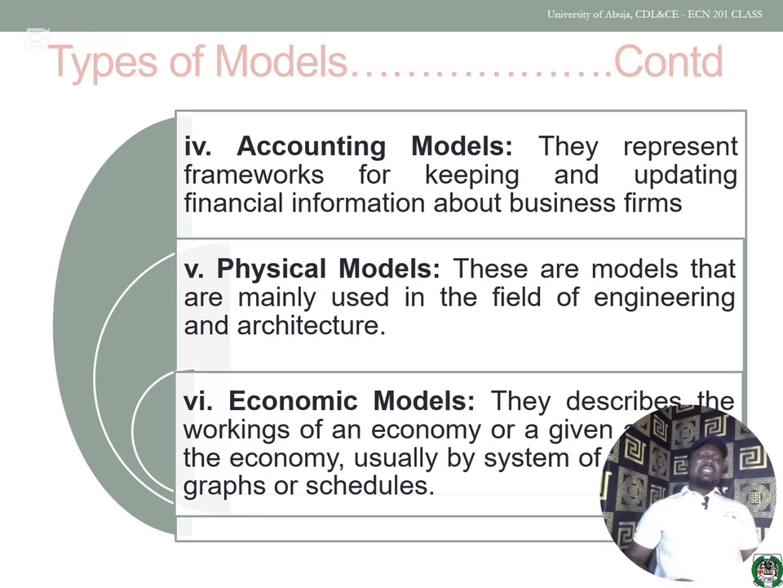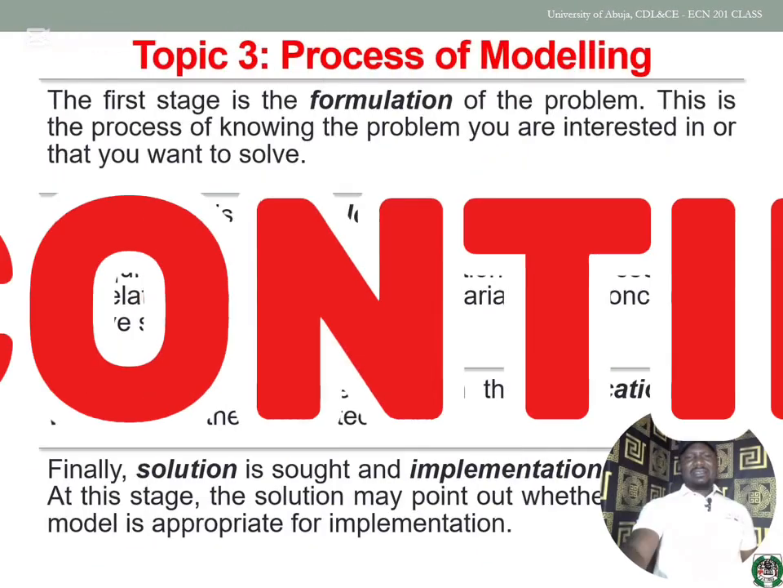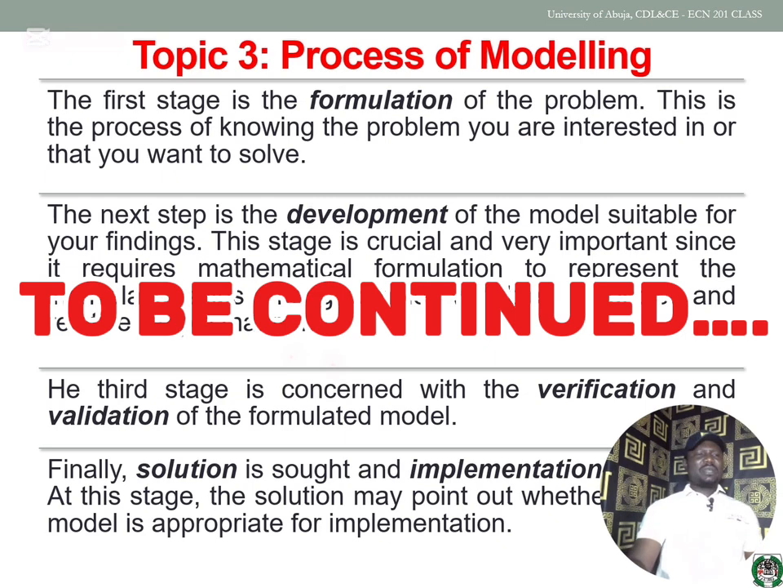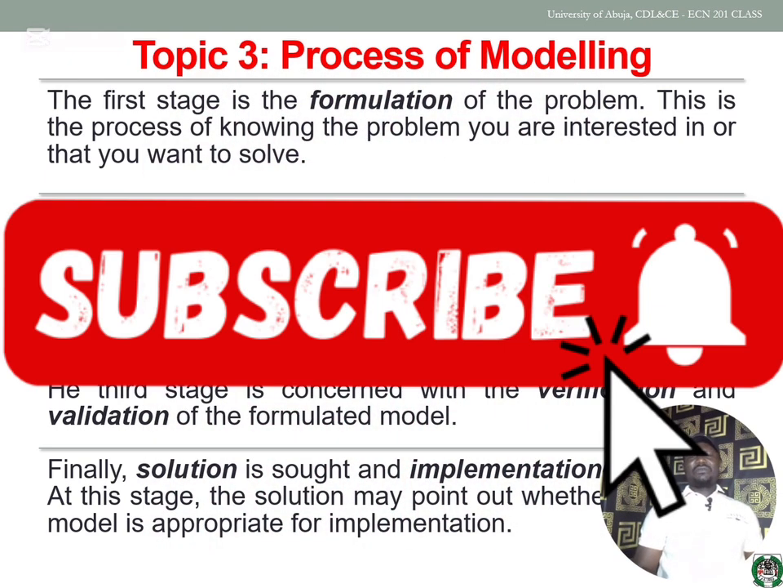So these are just names, you understand. But generally, what you expect in models is that you are going to see some mathematical notations, some relationships. You understand? These are 6 types of model. Then we have the processes of modeling.